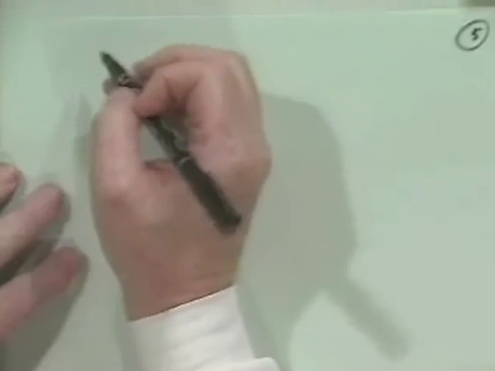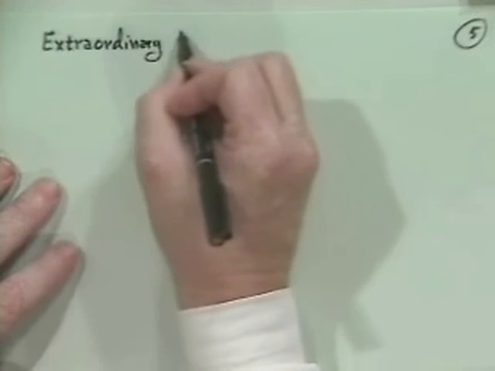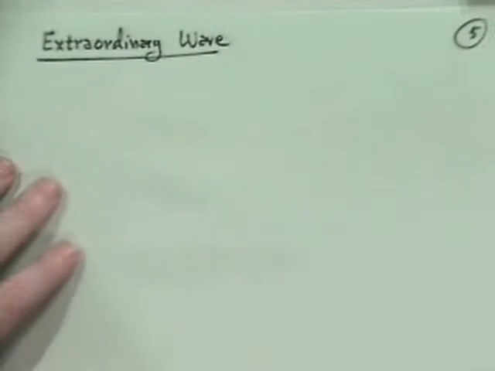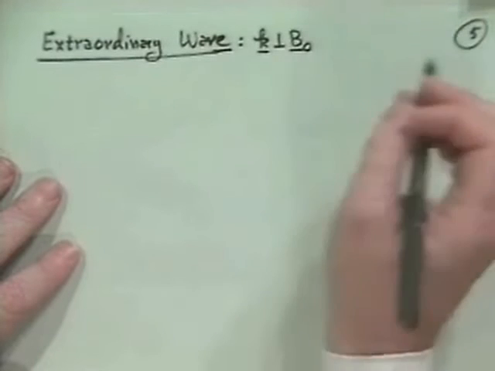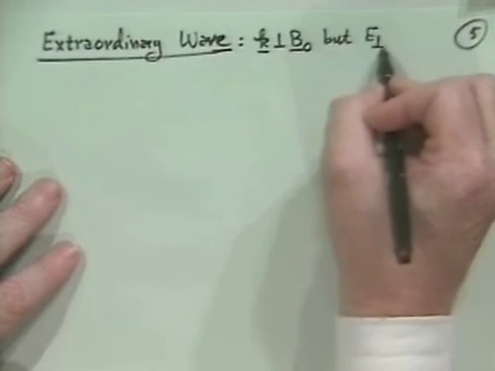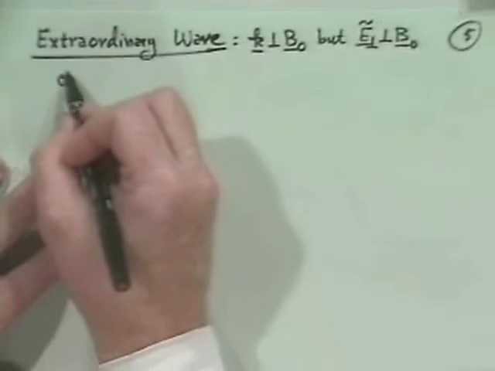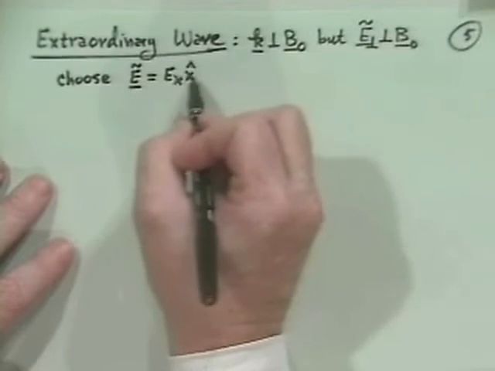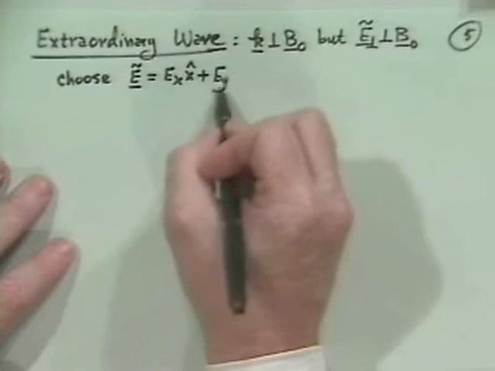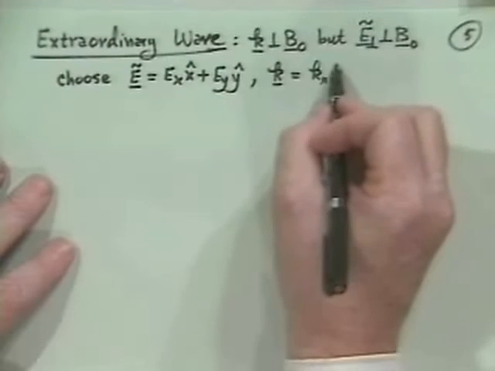The diagram's getting a little bollocked up, but anyway. Okay, so now the extraordinary wave. This particular wave will then have K still perpendicular to B naught, and we're propagating perpendicular to the field line. But now E perp is perpendicular to B naught. So now we need to choose some particular directions. This is a fairly complicated one, so we'll choose in general that it's perpendicular and we know not which direction. So it's Ex x hat plus Ey y hat. But we'll choose that K is in the direction of x again.